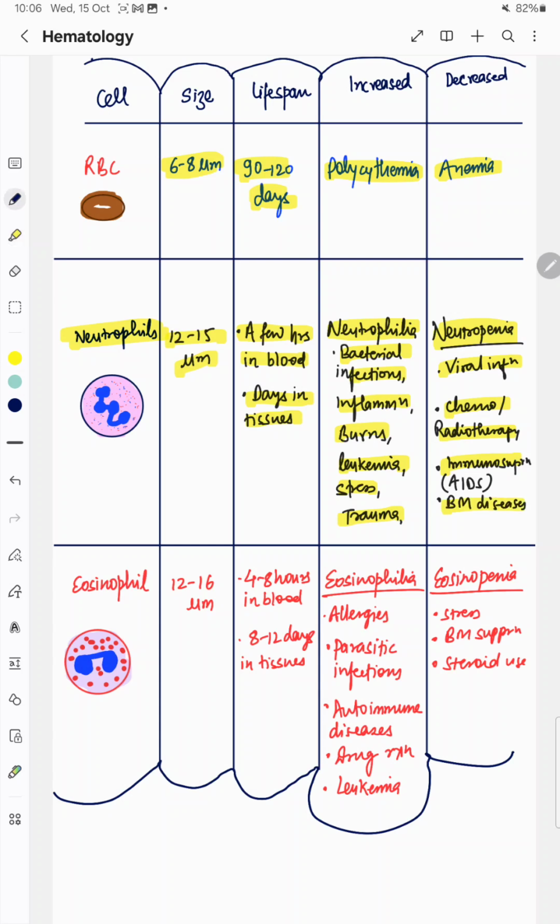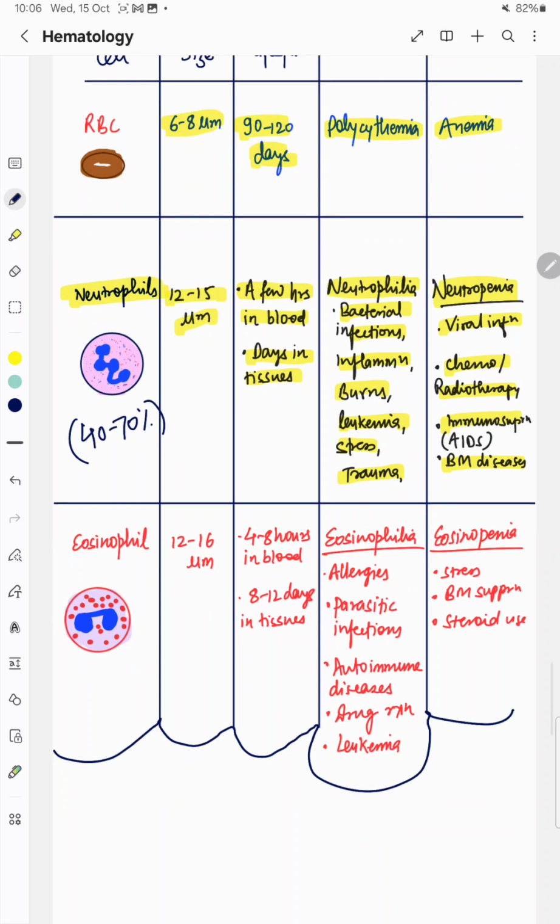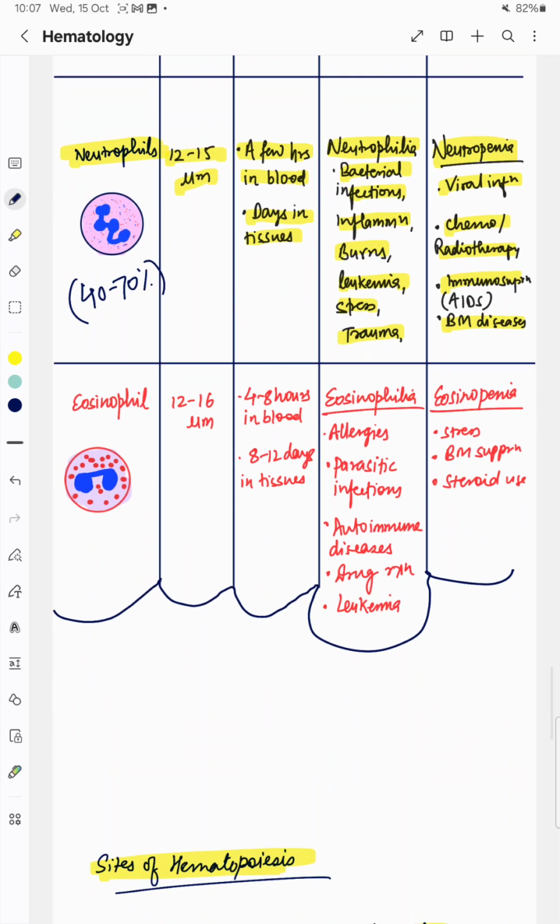Normal neutrophil percentage is 40 to 70% of total WBC. In adults, neutrophils contain multiple lobes in the nucleus. As we can see, there are 4 lobes of nucleus and the granules are azurophilic. They take both the dyes, acidic and basic. That's why they are known as neutrophils.